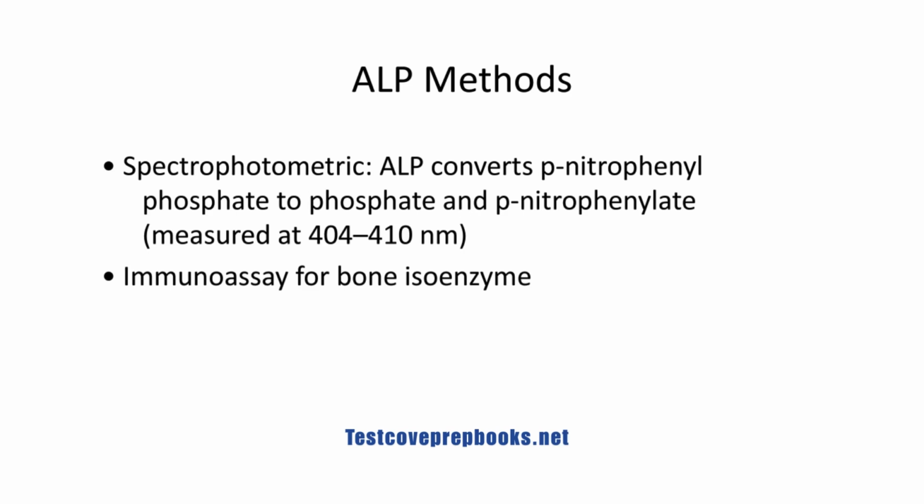Finally, let's review methods of ALP measurement. Spectrophotometric analysis is commonly used, in which ALP converts p-nitrophenyl phosphate into phosphate and p-nitrophenolate, which is then measured at 404 to 410 nanometers. Immunoassays may also be used for detecting the bone isoenzyme specifically.